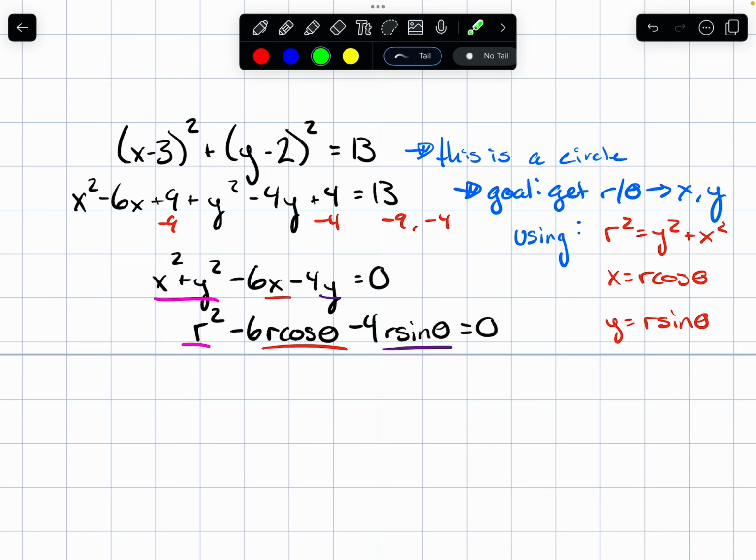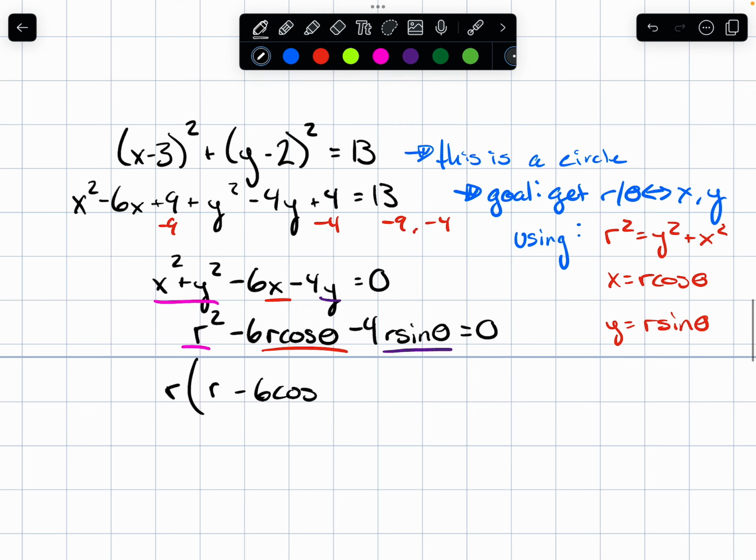Let's review really quickly what we did and what our goal was. Our goal is this, with a double arrow: to get it from x and y to r and theta. Looking at common factors here, I can go ahead and pull out an r. So I get r times the quantity r minus 6 cosine of theta minus 4 sine of theta equals 0.